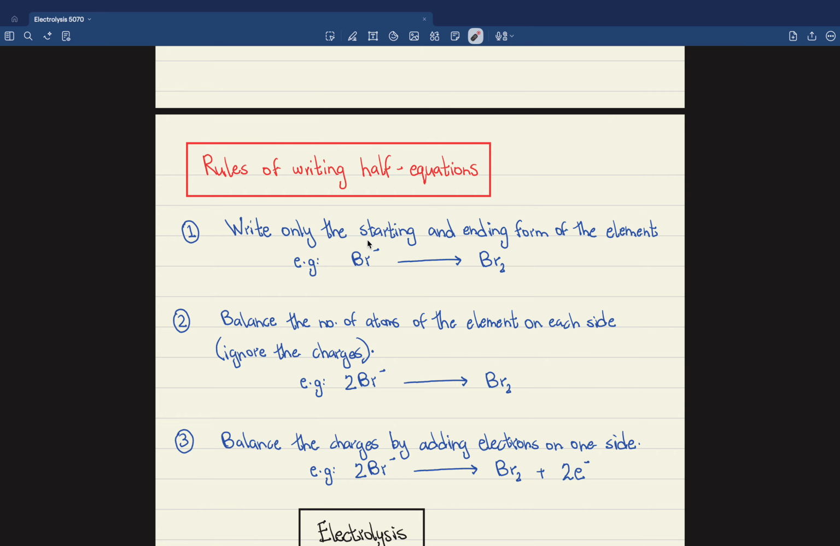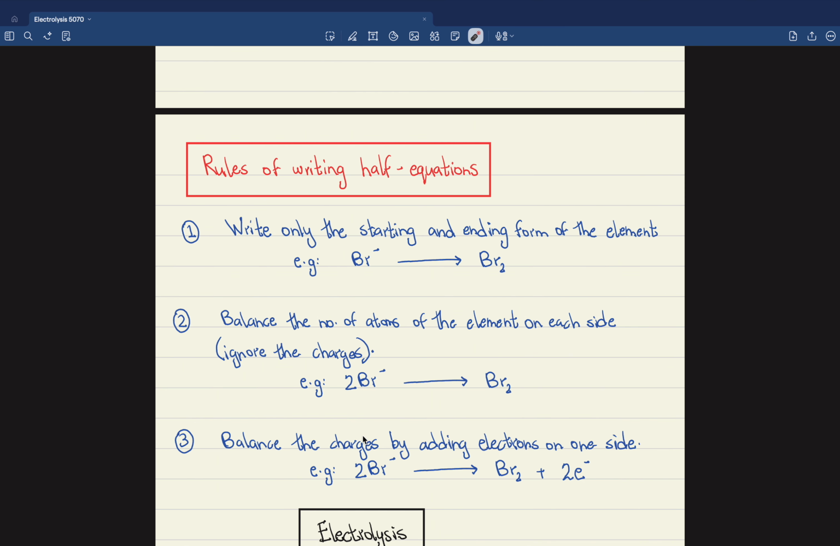Firstly, we wrote the starting and ending form of the element only. ठीक है, उसके बाद हम उसके नंबर ऑफ एटम्स को बैलेंस करते थे. इन दिस स्टेप वी इग्नोर द चार्जेस, वी डिड नॉट केयर वन बिट के चार्ज -1 है या -100 है या -1 बिलियन गजिलियन जो भी है, राइट. वी जस्ट बैलेंस द नंबर ऑफ पार्टिकल्स.